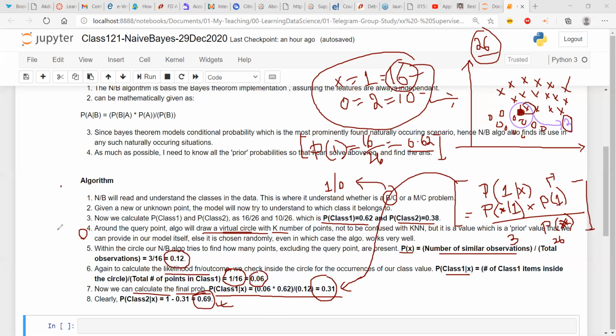Right? This is the way the algorithm works. Clearly, there is one dissimilarity between KNN and Naive Bayes. The circle does not come out of any nearby neighbors and so on and so forth. But there is one similarity also. There is nothing which I have done in the training stage other than point number 1. Everything else is done during the testing stage, right?